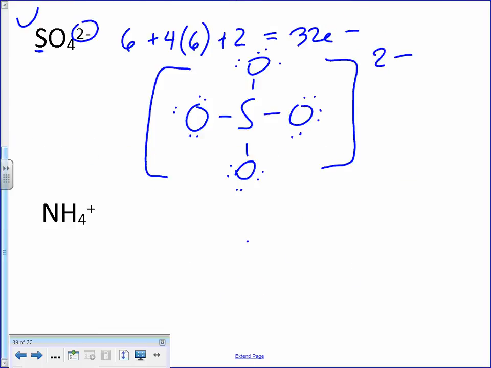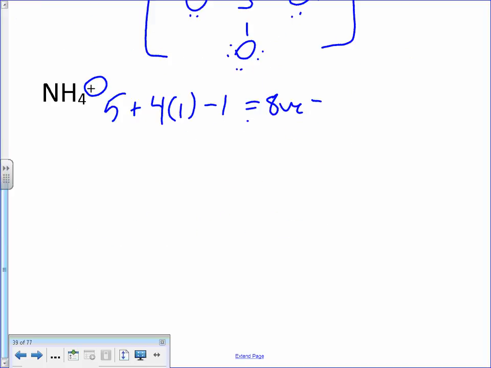So how would ammonium look? Tell me my process, quickly. Always start with what? Just because I know you guys will forget to count your valences. So count your valences. Nitrogen's in group 5, plus 1 each for the hydrogens. Minus 1 because that plus 1 charge indicates overall it's lacking in electrons, so you subtract 1. So how many electrons is that? 8 valence electrons. Okay? And then draw it. Nitrogen with 4 hydrogens.